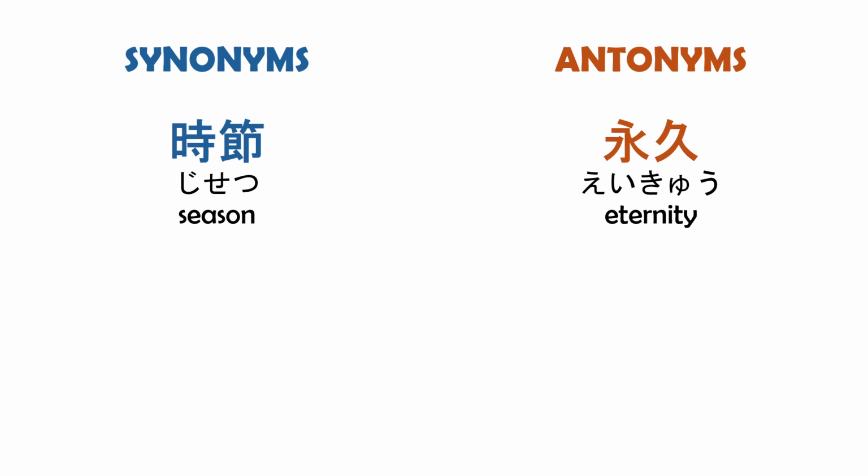The most common antonym of the word kisetsu is eikyu, which means permanence. While kisetsu refers to changes and cycles in a year, eikyu suggests something that does not change or last indefinitely.